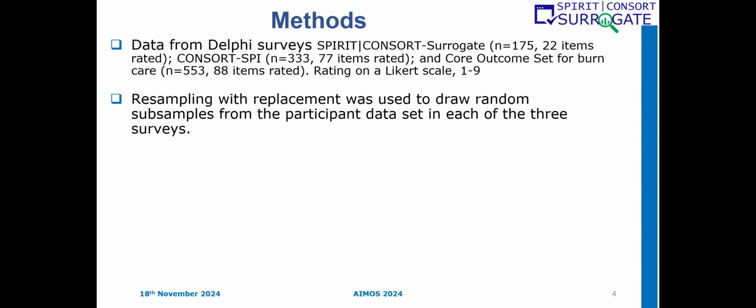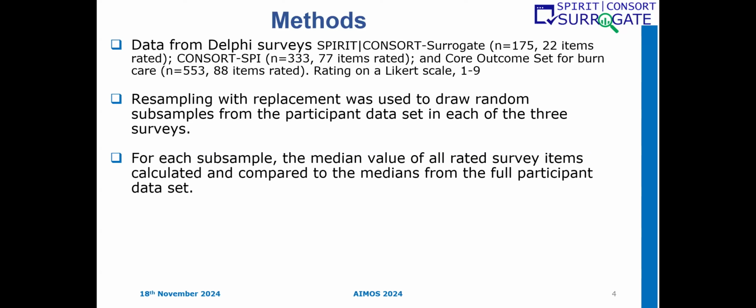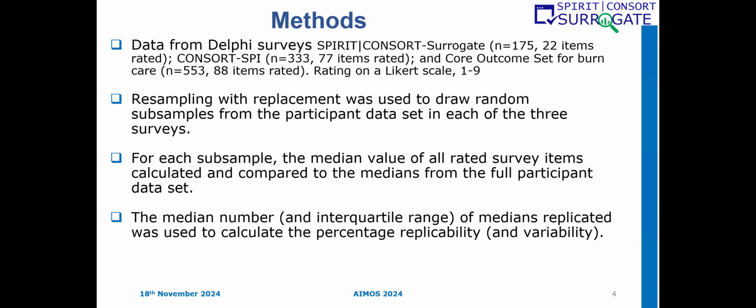We used sampling with replacement to draw random subsamples from the participant dataset in each of the 3 surveys. For each subsample, the median value of the rated survey items was calculated and compared to the medians from the original full participant dataset. The median number of medians that were replicated was used to calculate the percentage replicability, and the interquartile range, the percentage variability.